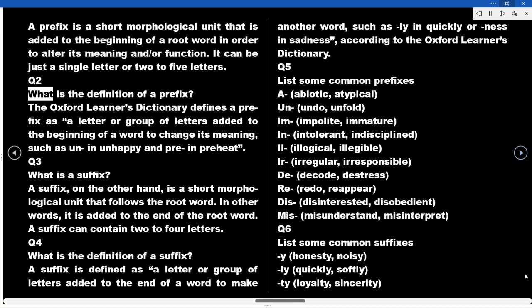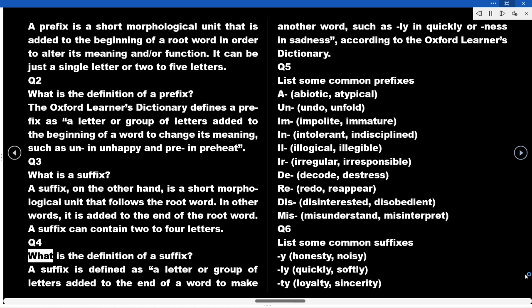Q2. What is the definition of a prefix? The Oxford Learner's Dictionary defines a prefix as a letter or group of letters added to the beginning of a word to change its meaning, such as un in unhappy and pre in preheat. Q3. What is a suffix? A suffix, on the other hand, is a short morphological unit that follows the root word. In other words, it is added to the end of the root word. A suffix can contain 2 to 4 letters.